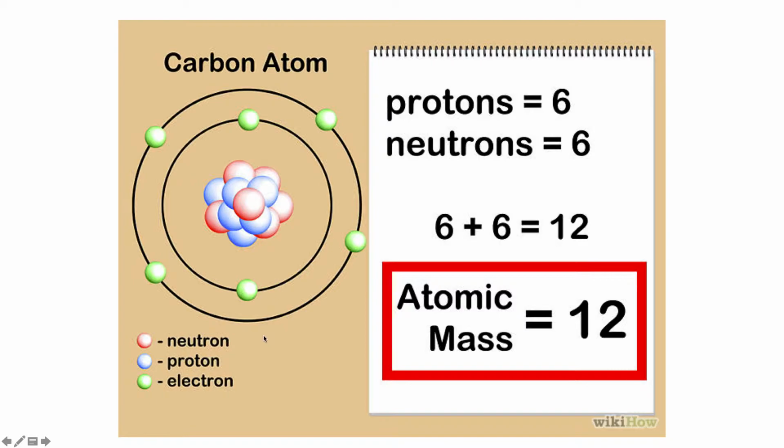So let's take a look at another example. Carbon, for example. Carbon has 6 protons and 6 neutrons. Remember, both of those are found in the nucleus of an atom. Both of those are also containing a mass of 1. So 6 plus 6 equals 12. Remember that electrons have a mass that's so small that we don't calculate it for the atomic mass. And those electrons are circulating the nucleus.